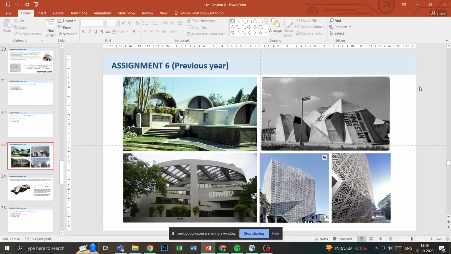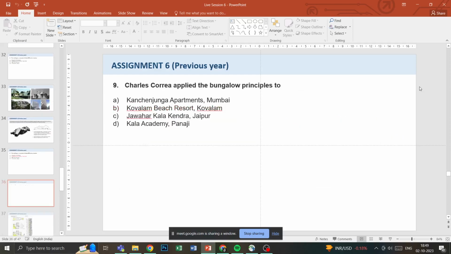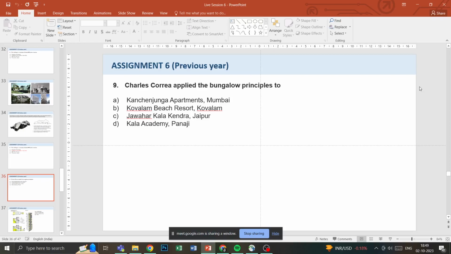As you can see, Sangath has use of vaults. It does not use plates, and the MRF headquarters use a big parasol or a pergola and pilotis and ribbon windows, but it does not use folded plates. And the building by Sanjay Puri uses concrete jali work, but does not use folded plates. So the answer is Hindustan Lever Pavilion, Jaipur, New Delhi, sorry.